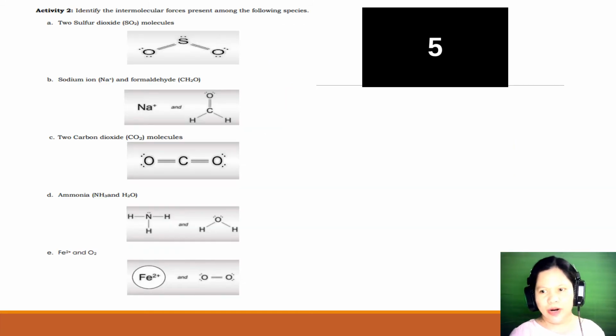Now let's proceed to our activity. In this activity, you will be identifying what type of intermolecular forces are present among the following. Letter A, you have sulfur dioxide. Then letter B, you have sodium ion and formaldehyde. Letter C, carbon dioxide. And letter D, you have ammonia and water. Then iron and oxygen gas. So I'll be giving you 5 minutes.